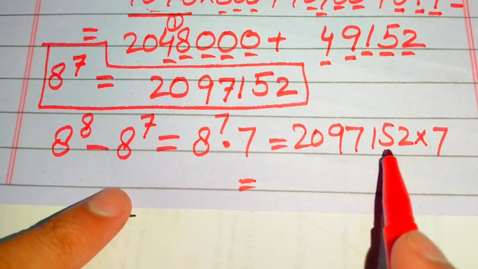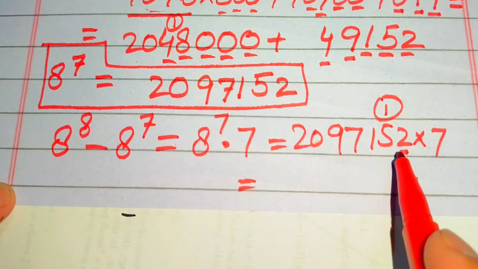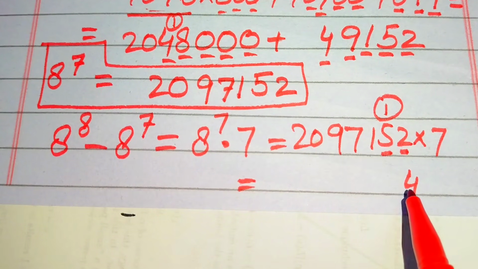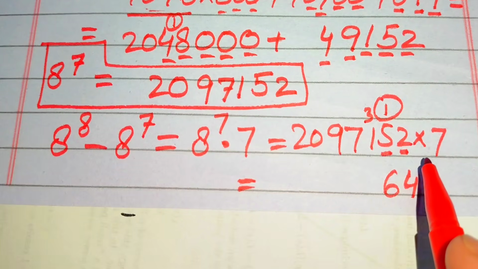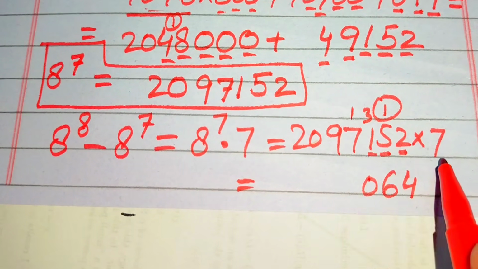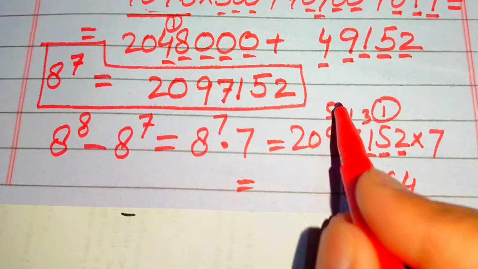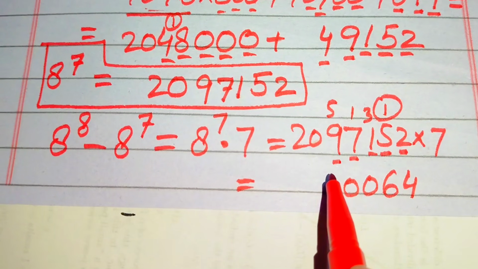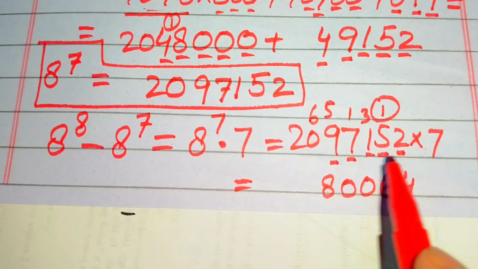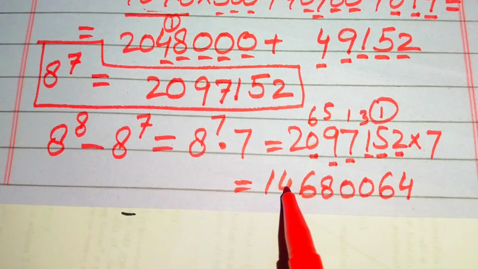So when we multiply with 7 we get here 7 2s are 14. We write 4 and carry 1. 7 5s are 35. 35 plus 1 becomes 36. We write 6 and carry 3. 7 1s are 7. 7 plus 3 becomes 10. We write 0 and carry 1. 7 7s are 49. 49 plus 1 becomes 50. We write 0 and carry 5. 7 9s are 63. 63 plus 5 becomes 68. We write 8 and carry 6. 7 zeros are 0. 0 plus 6 becomes 6, and 7 2s are 14.